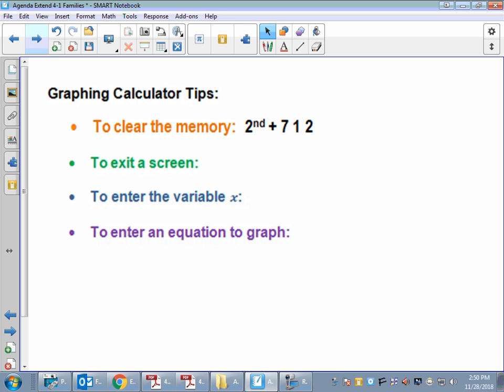To exit a screen, a little tip here is to hit the second button and then mode, and it'll get rid of a screen. So if you get in a situation where you're like, I don't know what's going on here, I don't know what the screen's doing, if you hit second mode, it'll get you out of there real quick.